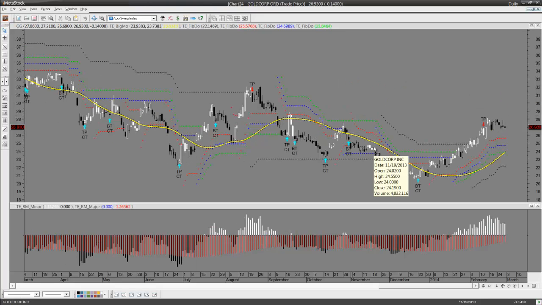Here's Goldcorp, really on fire here. This is probably the best performer of the lot. This was at 23.17s at the time of the last video. What I mentioned was to look for an RM minor follow through, and that happened right here. So chance to be long, and that came at the 23.54 price mark. We got as high as 28.13. So this thing's gone up 4.59, almost 20% there, 19.5%.